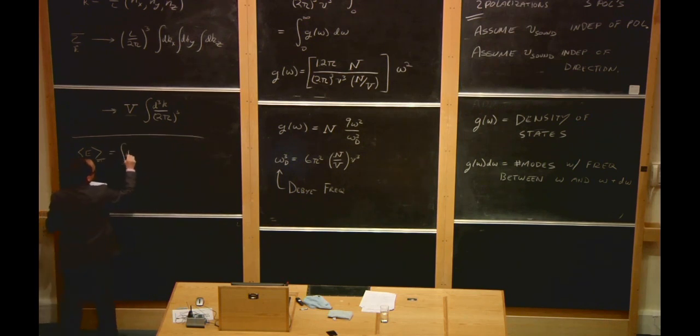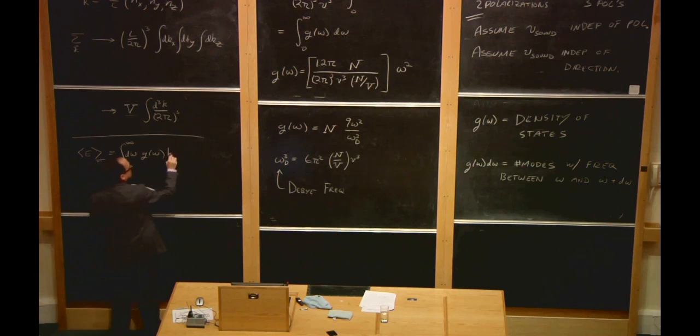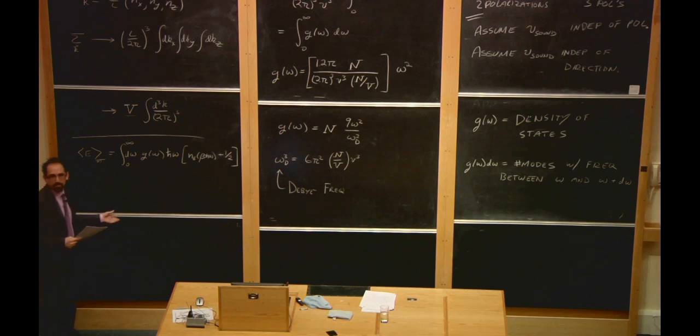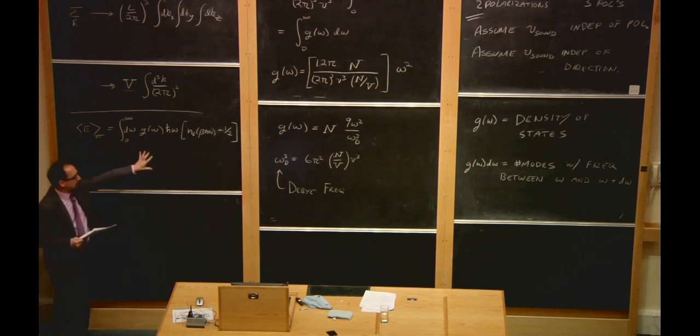Equals the integral d omega from 0 to infinity of g of omega. That's the sum over all modes by integrating over frequency. And the thing that we want to integrate is h bar omega times the Bose factor, beta h bar omega, plus 1 half. OK? People happy with that, what we're doing? Yes? Maybe? Yeah, OK, good. All right. So this is the expression that we're going to try to evaluate.